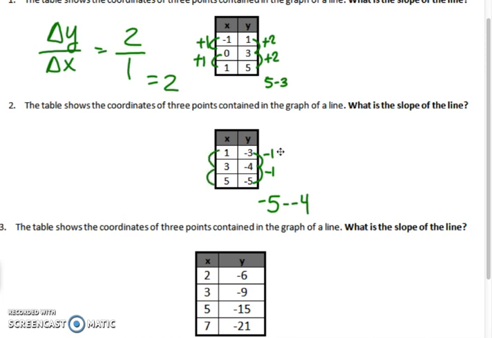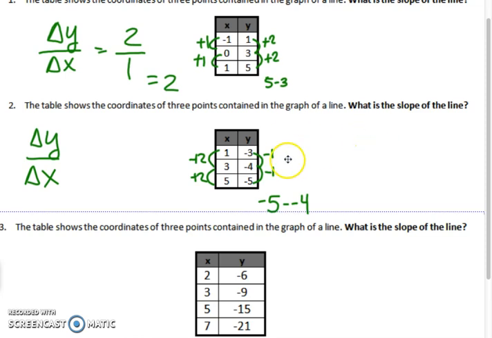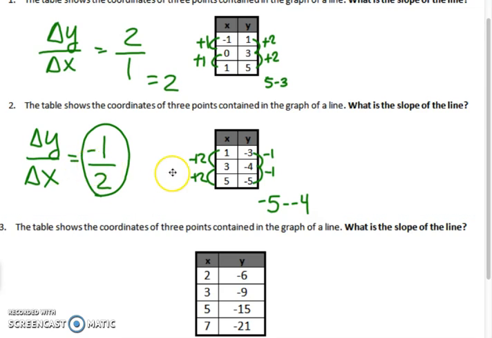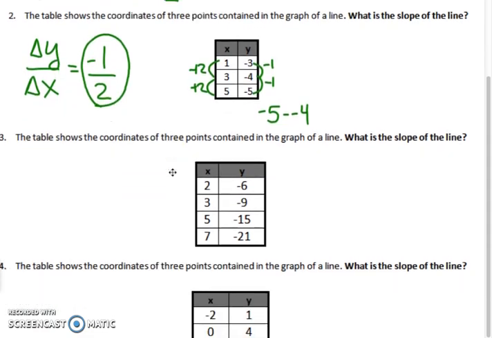On the right side, how do you get from a 1 to a 3? You're going to add 2. 3 to a 5, you're going to add 2. So what you have to do is change in y over change in x. And the change in the y was -1. The change in the x side was a 2. So your slope would be a -1/2. Okay, remember we leave those in fraction forms. Alright.